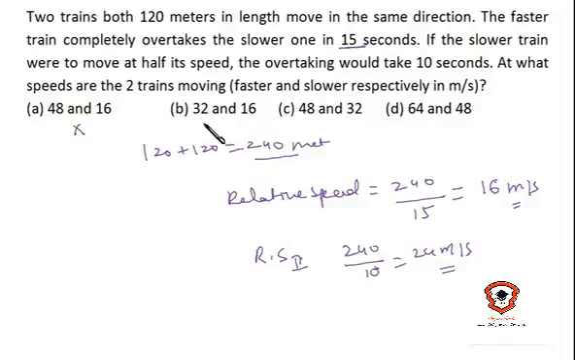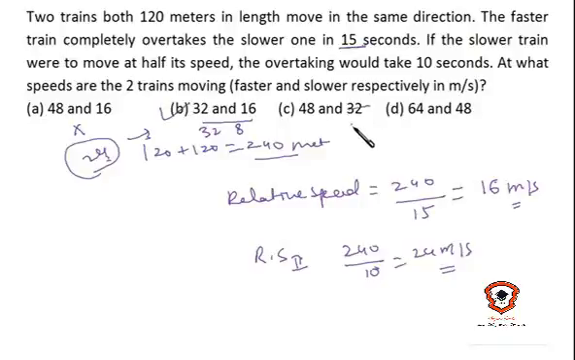Okay, so suppose I take this option. Instead of 16, if I make it 8 meters per second, that is half of the speed of the slower train, then we get the difference between 32 and 8 as 24. Okay, so this option is correct. In other cases, you won't be getting this.